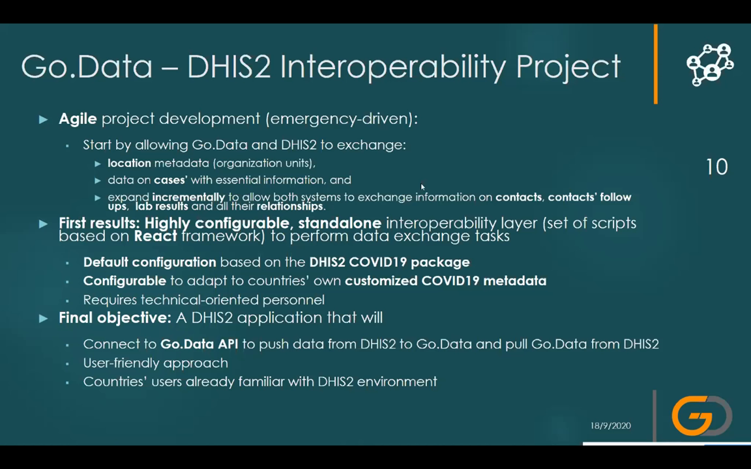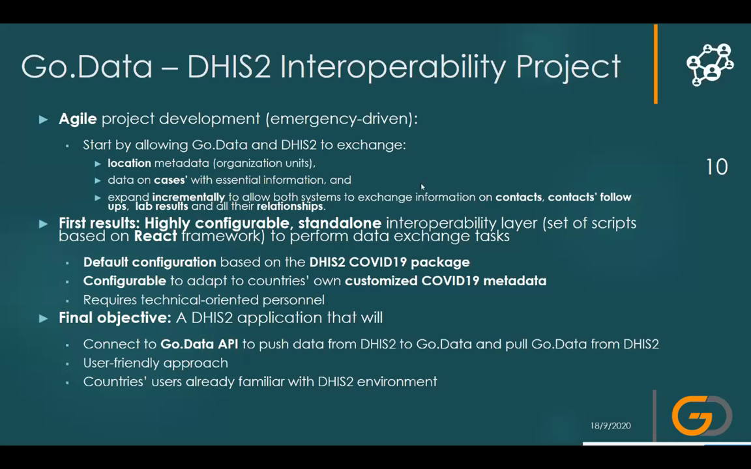And as I said, this is an agile project. So we started developing piece by piece, and with this, the first result that we obtained was a highly configurable and, for now, standalone interoperability layer, which is basically a set of scripts based on the React framework. And this interoperability layer is able to perform the different data exchange tasks that I previously mentioned.